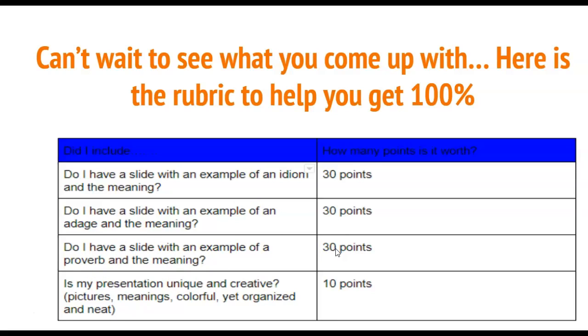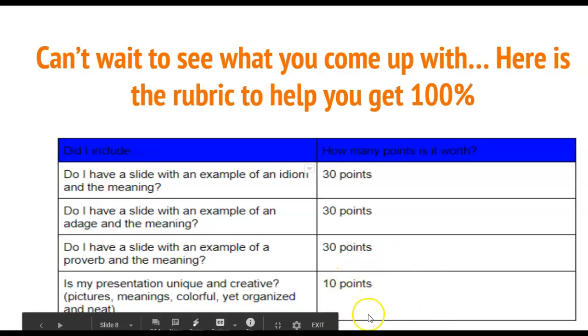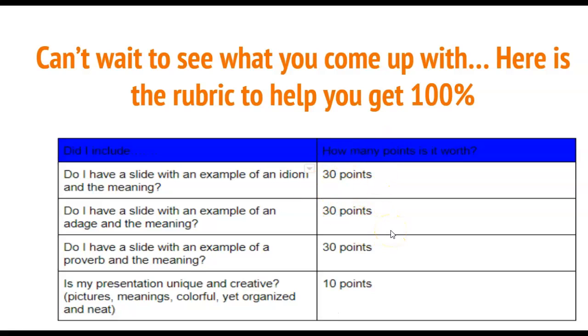Lastly, ask yourself, is my presentation unique and creative? That means you have pictures, you have the meanings. Is it colorful, yet organized and neat? Don't get tied up in so many different colors and so many pictures. If you include pictures, only include one picture per slide. This part is worth 10 points. So altogether, your presentation is worth 100 points. 30, 60, 90, 100. Now, if you miss the meanings of each idiom, adage, and proverb, then you'll only get half of these points.